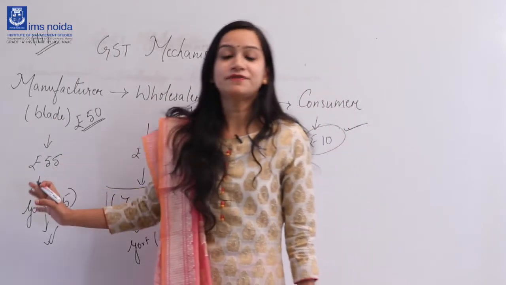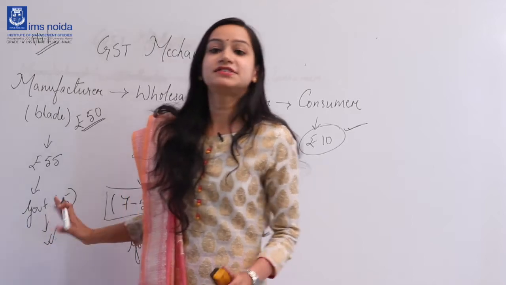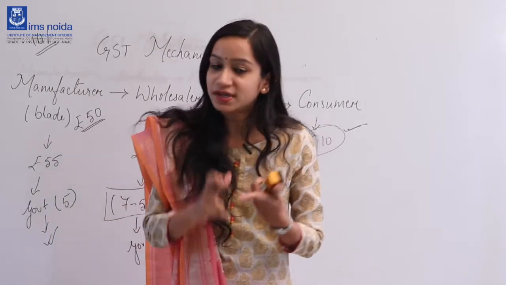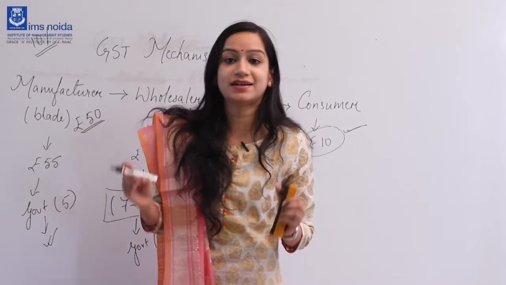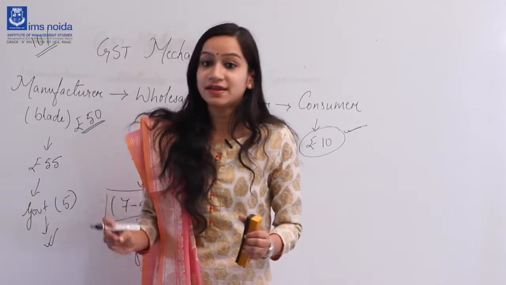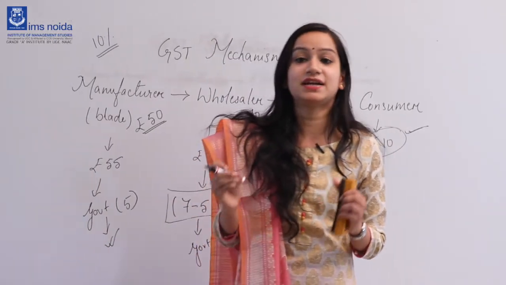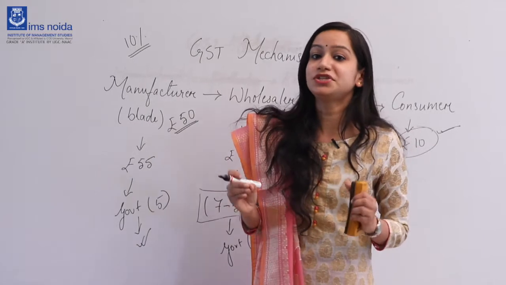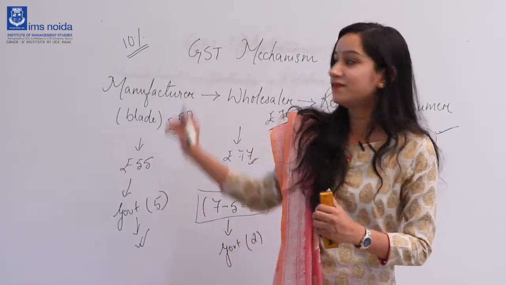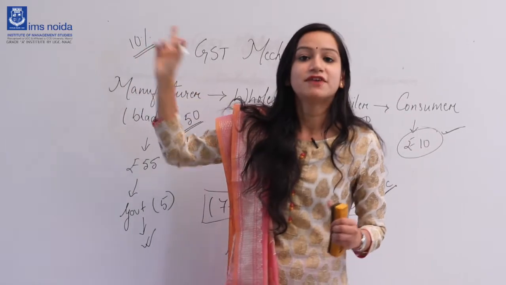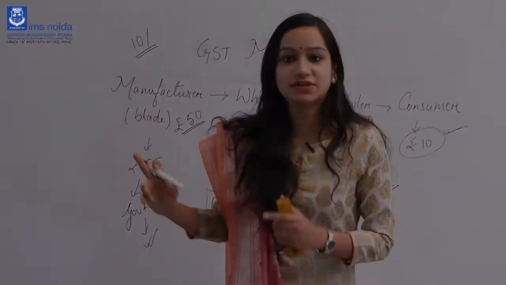Now the amount of tax which the government is getting, for example here rupees 5, is divided into two parts. The amount which the central government gets is known as CGST, that is Central Goods and Service Tax, and the amount which the state government gets is known as SGST, that is State Goods and Service Tax. We need to be very careful that CGST and SGST are equal. If the rate of tax is 10%, 5% will go to the state government and 5% will go to the central government.